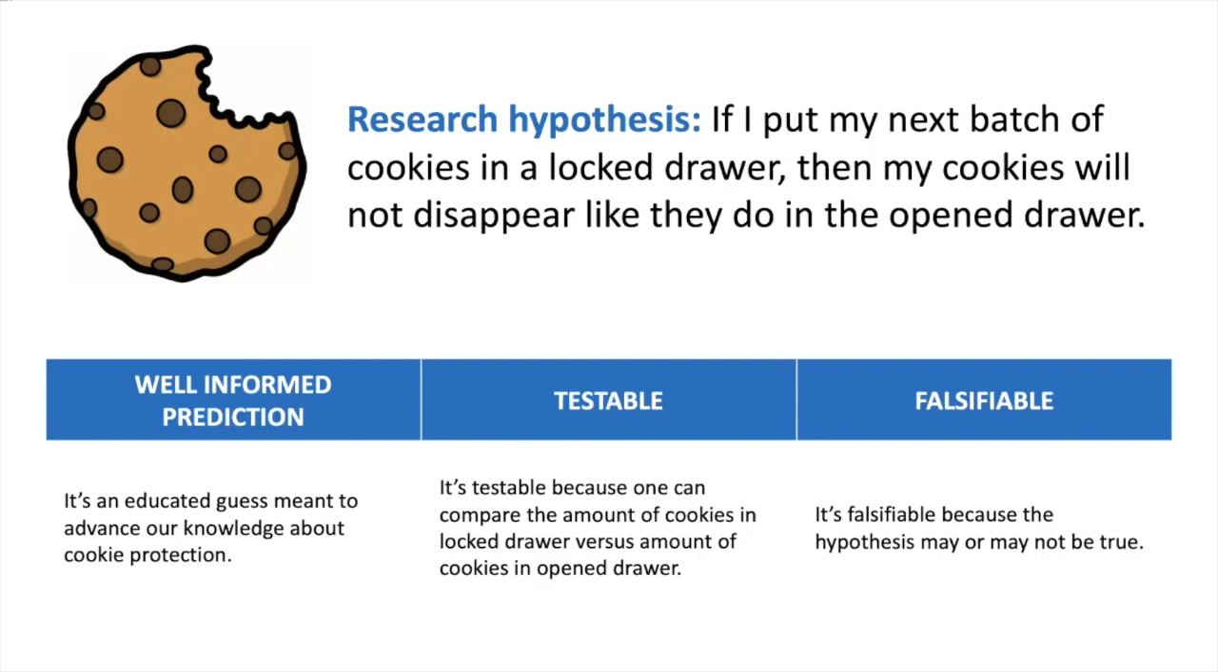Here, the hypothesis uses an if-then architecture. If I put my next batch of cookies in a locked drawer, then my cookies will not disappear like they do in the open drawer. Many, but not all, research hypotheses use this setup with the if-then. It's testable because one can compare the amount of cookies in the locked drawer versus the amount of cookies in the open drawer. So you can set an experiment up to test your research hypothesis. And finally, it is falsifiable. It's falsifiable because the hypothesis may or may not be true.